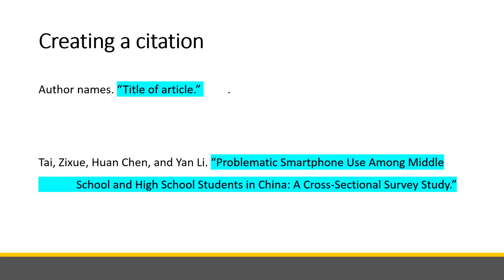The next piece of the citation is the title of the article, Problematic Smartphone Use Among Middle School and High School Students in China, a Cross-Sectional Survey Study. In MLA format, an article title is put in quotation marks, followed by a period. So we will put Problematic Smartphone Use Among Middle School and High School Students in China, a Cross-Sectional Survey Study, in quotation marks, followed by a period.